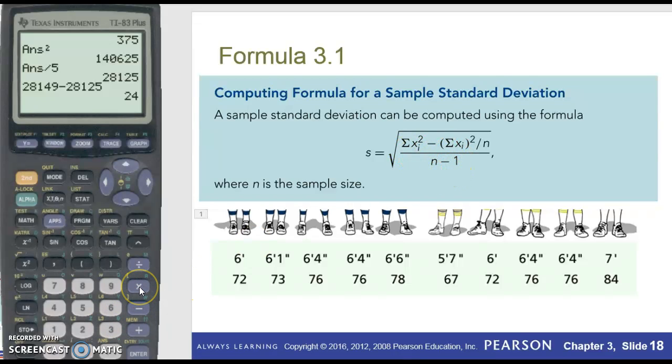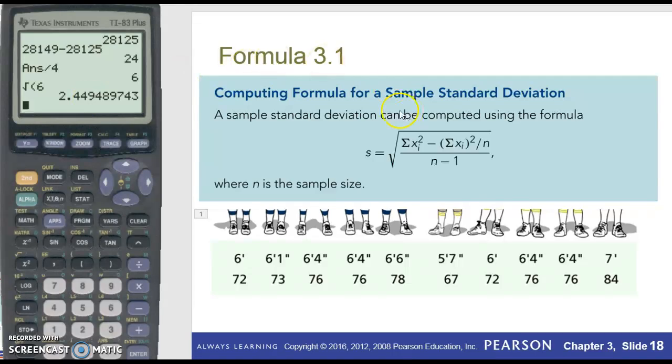So this might sound familiar because the rest of this is the same as the other formula. I'm going to divide this by 4, which gives me my variance, or 6. And then I'm going to take that number, which is 6, and I'm going to take the square root of that, which gives me 2.449. Same value that I had before, just calculated in a different way.